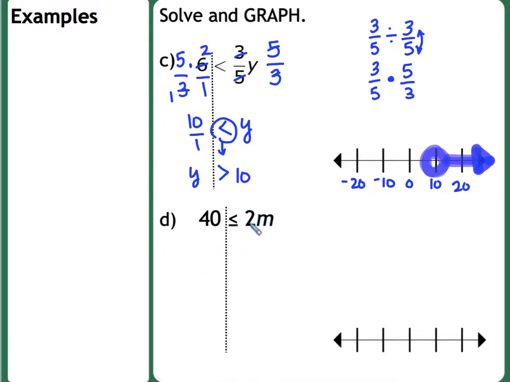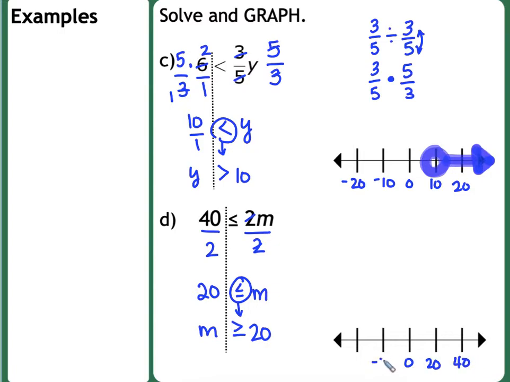Here's our variable m being multiplied by 2. We divide both sides by 2. On the left, 40 divided by 2 is 20. Is less than or equal to m. Go ahead and get the variable on the left and flip the inequality. And we are ready to graph. So we do have an equal bar on this one. So that's going to be a closed circle at 20. And then we want everything greater than as well. Greater than to the right.